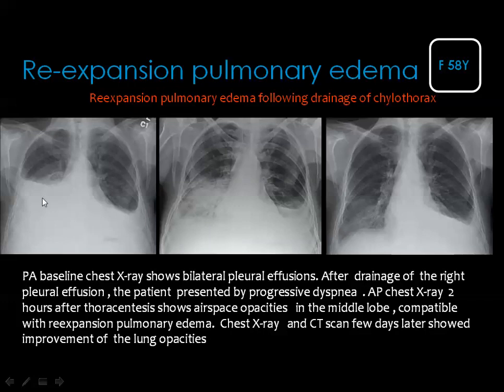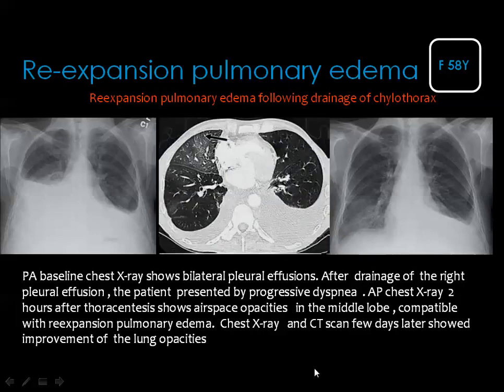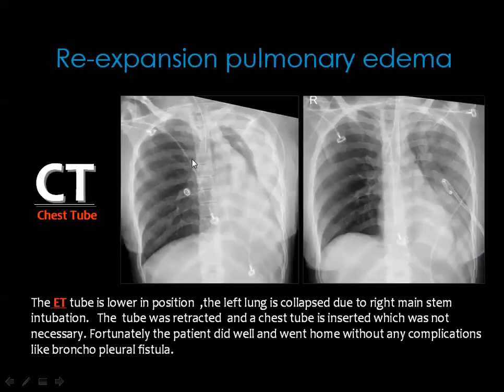You see a pleural effusion on the right side, and it has been drained, then followed by the appearance of pulmonary parenchymal opacity representing re-expansion edema, and the follow-up showed resolution of the edema. This is the CT scan of the same patient, which showed the middle lobe opacification due to pulmonary edema.